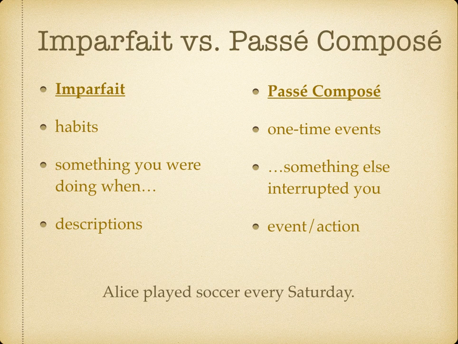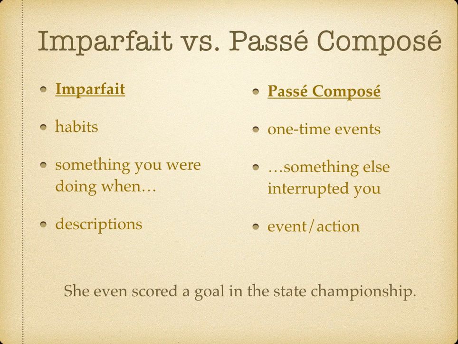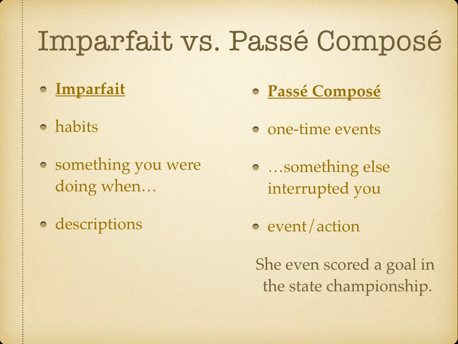So for example, if we have the sentence, Alice played soccer every Saturday, that's going to be in the imparfait, because it's a habit. It's something that she did every single Saturday. But if I say, she even scored a goal in the state championship, I have to switch to the passé composé, because now I'm talking about an event or an action that was probably a one-time event.